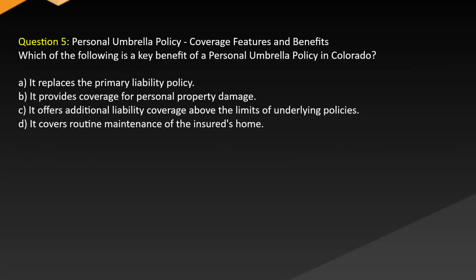Question 5. Personal umbrella policy. Coverage features and benefits. Which of the following is a key benefit of a personal umbrella policy in Colorado? A. It replaces the primary liability policy. B. It provides coverage for personal property damage. C. It offers additional liability coverage above the limits of underlying policies. D. It covers routine maintenance of the insured's home.